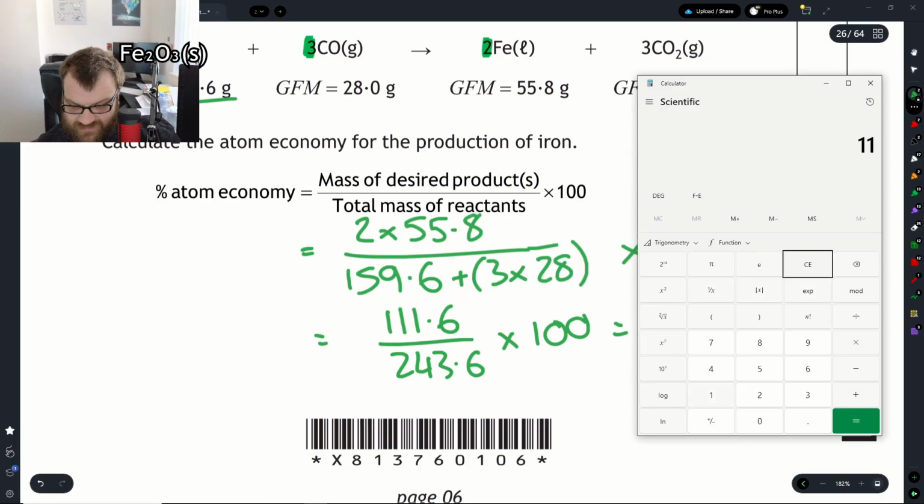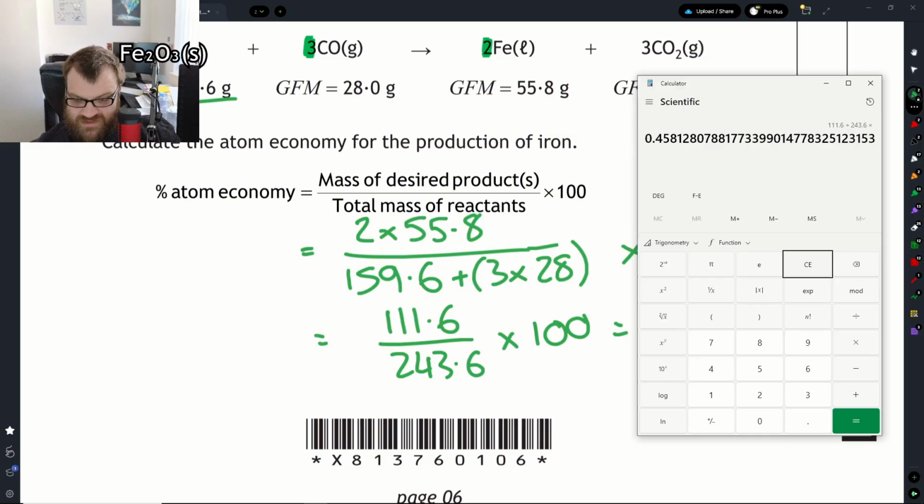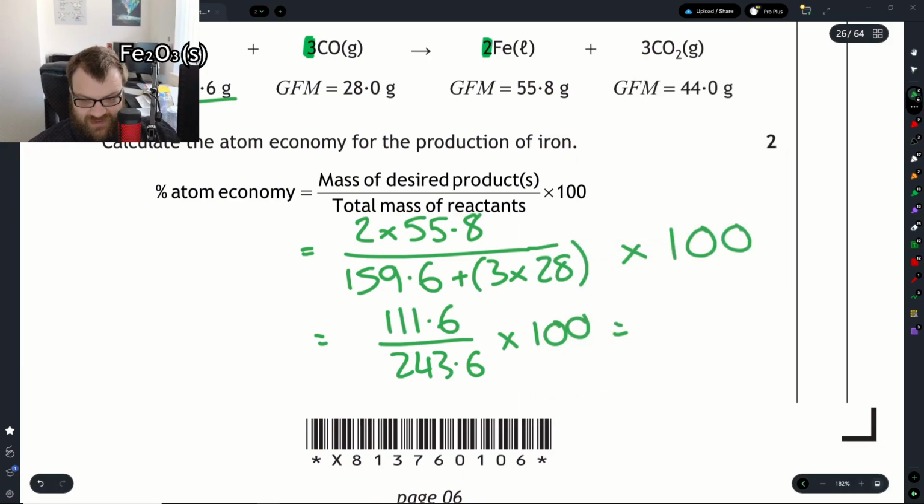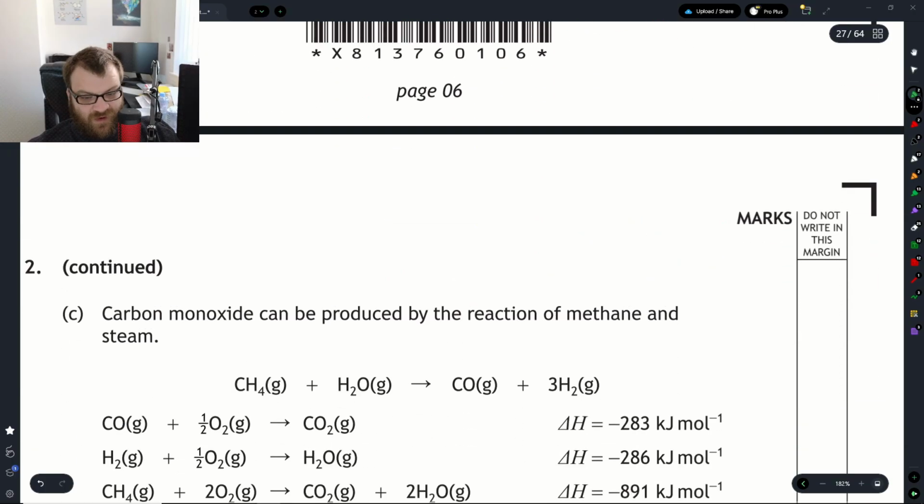On a scientific calculator, you could do 111.6 divided by 243.6 times 100, which gives 45 point something. I'm going to go for 3 significant figures here, which would give me 45.8 as my answer, and that is in percent. On to the next one.